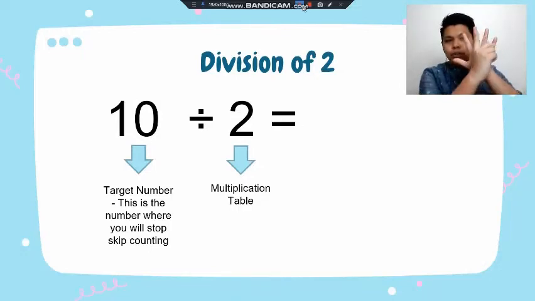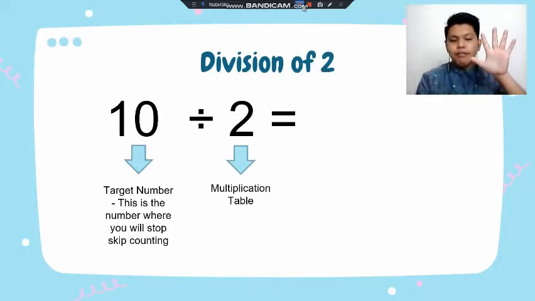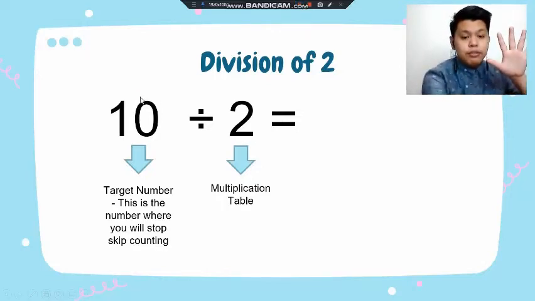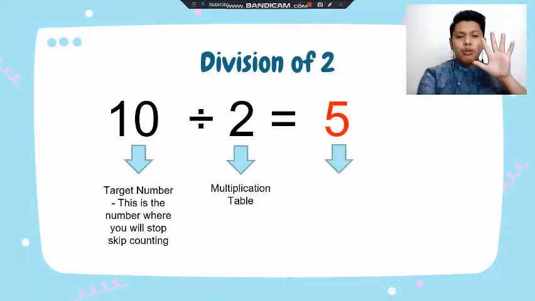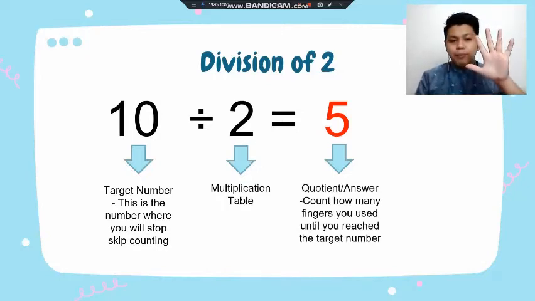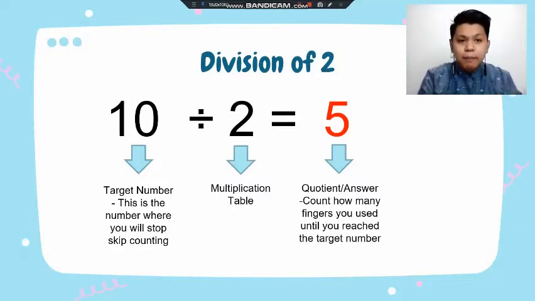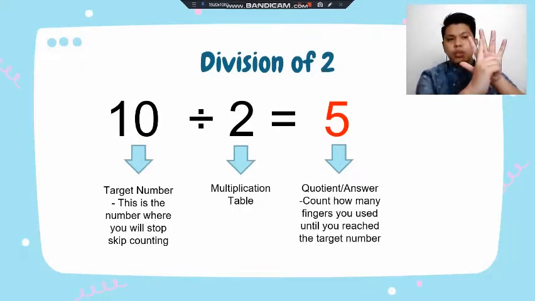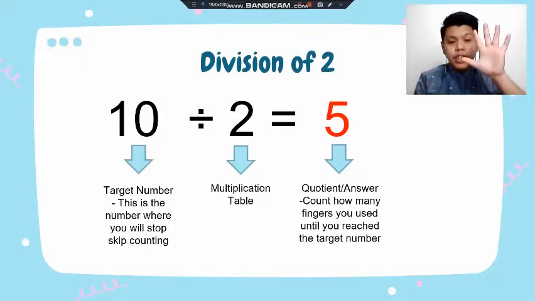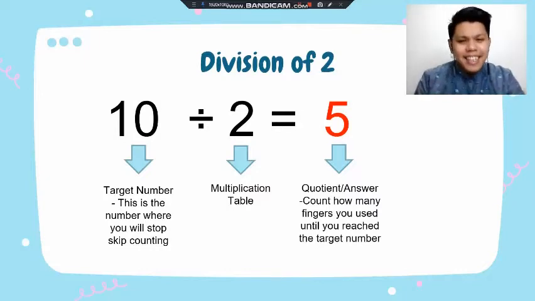1, 2, 3, 4, 5. So we have the answer of 5. Again, our quotient or the answer is the fingers that you used until you reach the target number. Okay? So that is 2, 4, 6, 8, 10. 1, 2, 3, 4, 5. Our quotient is 5.